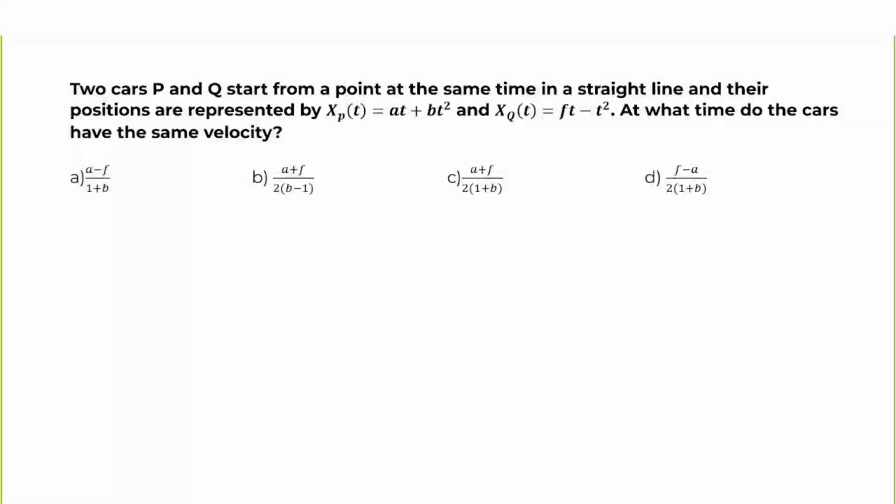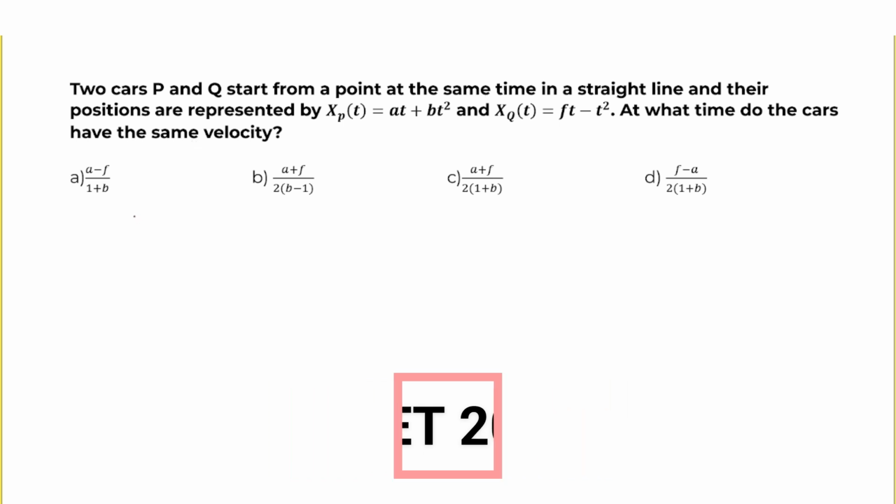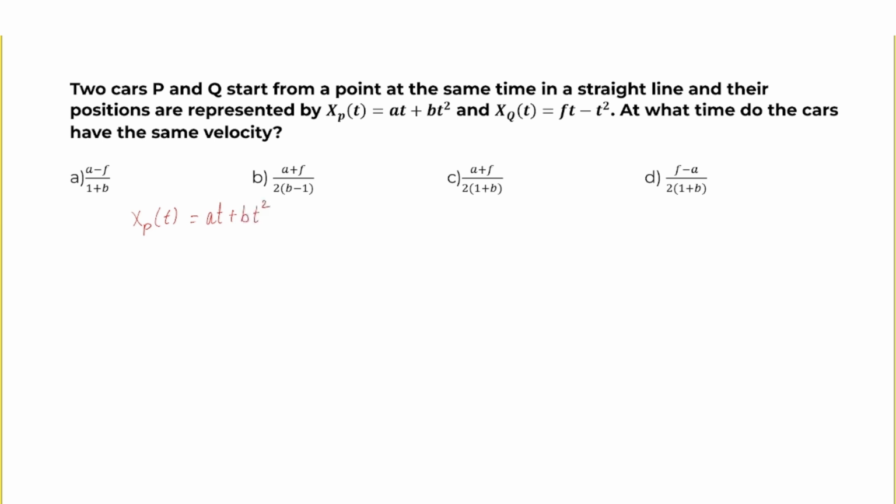Two cars P and Q start from a point at the same time in a straight line, and their positions are represented by, let me write here position. So here it will be xp, that is a function of time, equal to at plus bt square, and xq, as a function of t, equals ft minus t square. At what time will the cars have the same velocity?